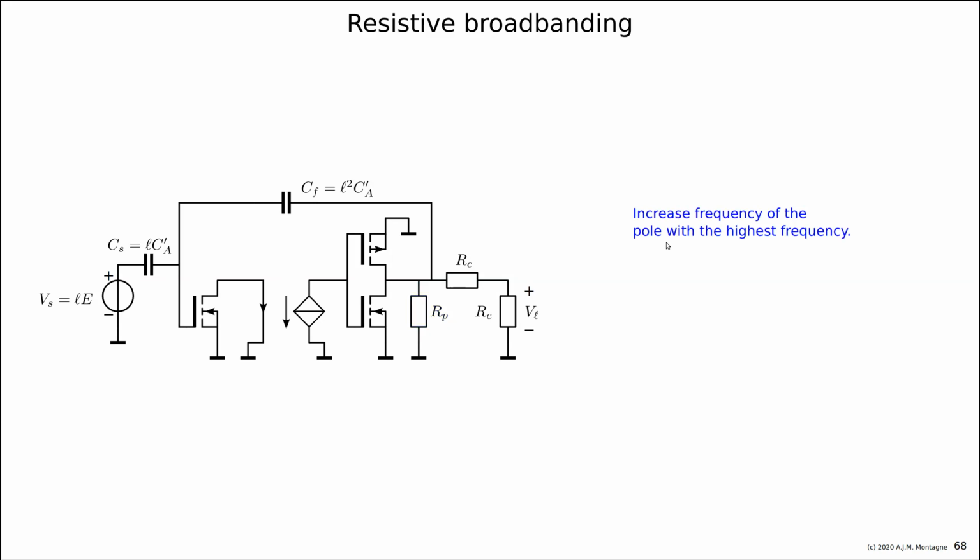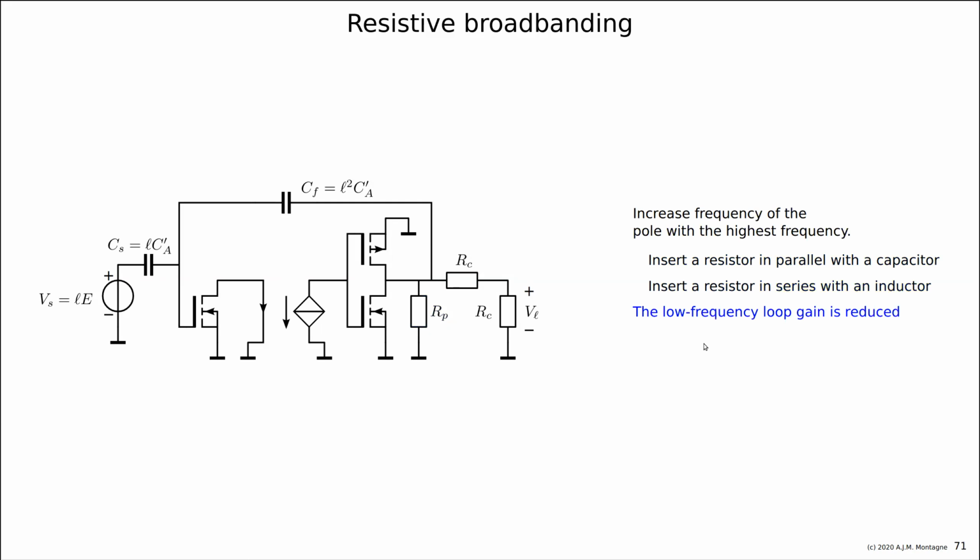So increase the frequency of the pole with the highest frequency, and that can be done if it is a capacitor by placing a resistor in parallel with it, and if it is an inductor, you place a resistor in series with it. The low frequency loop gain is now reduced. That is basically what you are doing.